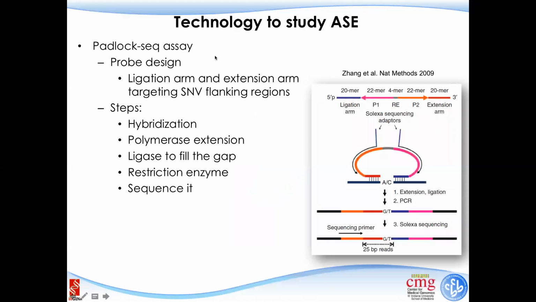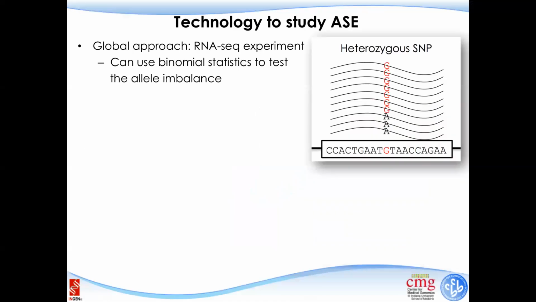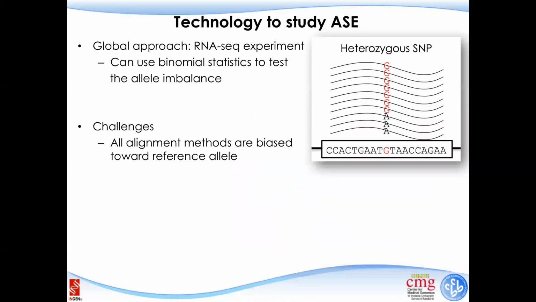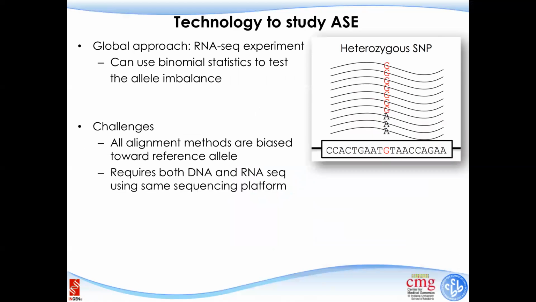Padlock-Seq assay. So with a certain design, it can study the allele-specific expression. The most straightforward intuition here is that we can use an RNA-Seq experiment and integrate it with the DNA-Seq and genome information, using a simple binomial statistical test to test if the reads from one allele are significantly higher or lower compared to the reads from the other allele.